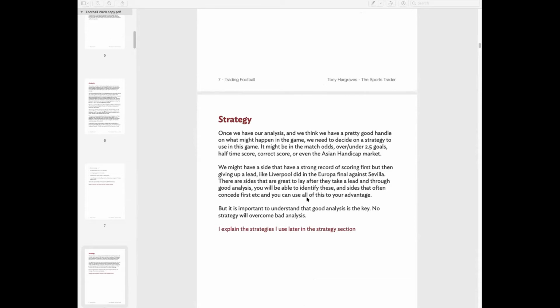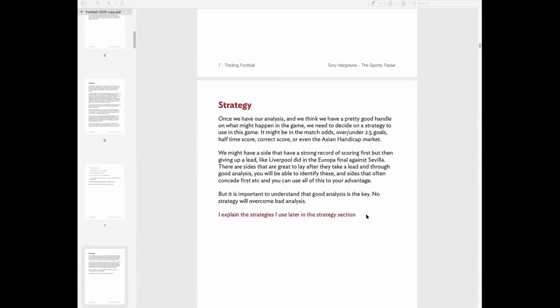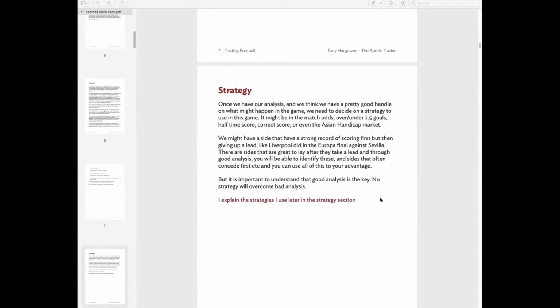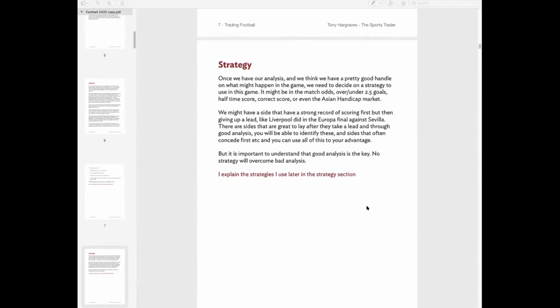So it might have a side that's got a strong record of scoring first. I think we've put one of those in the email tonight. We got a strong record of a team, or it might have been the Chelsea one. I can't remember, but there's something that I've written for you either last night or tonight where you got a side with a strong record of scoring first. But then like Arsenal, you know, they can score first and often give up a lead, like Liverpool did in the Europa final against Sevilla. So there are sides that are good to lay after they take a lead. And through good analysis, you will be able to identify them.